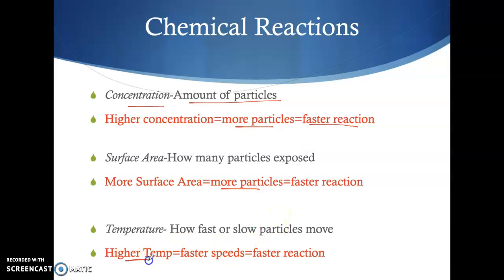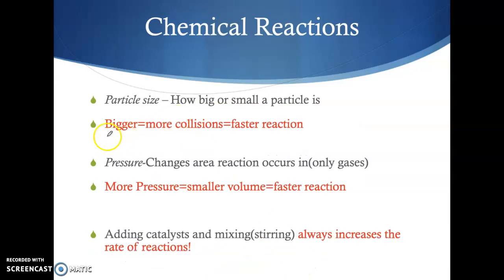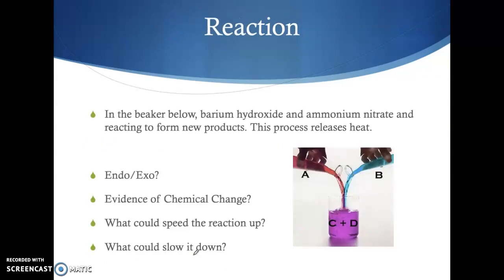Temperature: the particles are moving faster, so at higher temps, they're more likely to react. Particle size: when they're bigger, they're more likely to run into each other, which means they're going to react more. Pressure, which only impacts gases. We saw this with behavior of gases. When there's more pressure, the particles are going to be closer together and moving faster, so the reaction will happen faster. And if I add a catalyst, like in a cell, or I mix or stir something, it will increase the rate of reaction.